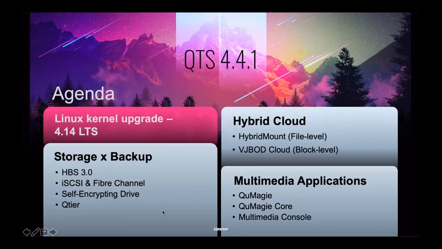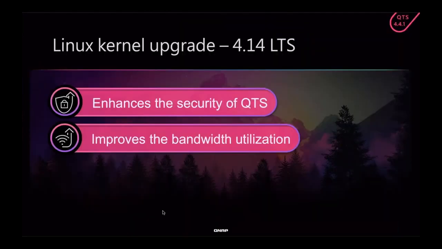We have a more advanced hybrid cloud solution. HybridMount and VJBOD Cloud will allow you to access public cloud storage as if it was local. Also, you could use the NAS as a cache space to accelerate your performance. We also have more advanced multimedia applications like QuMagie, which has object and face recognition. QuMagie Core is the AI engine QuMagie uses, and Multimedia Console allows you to manage your multimedia content for your different multimedia apps.